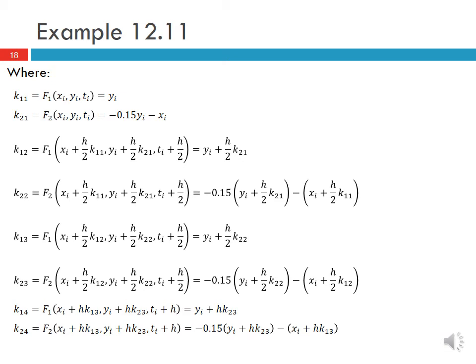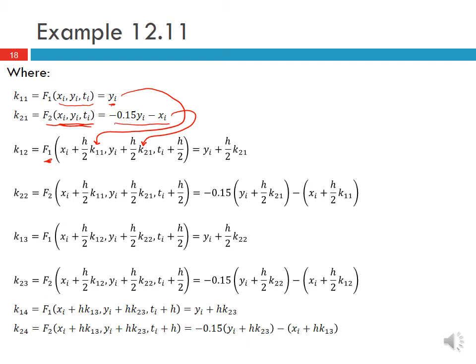So k11 is our f1 evaluated at x_i, y_i, and t_i, which is just equal to y_i. Our k21 is our second function, f2, evaluated at the same points, so that's minus 0.15 y_i minus x_i. Then our k12 is our first function evaluated at our intermediate point: x_i plus h over 2 times k11, so this goes into here, and then y_i plus h over 2 k21, so this goes into here, plus t_i plus h over 2.